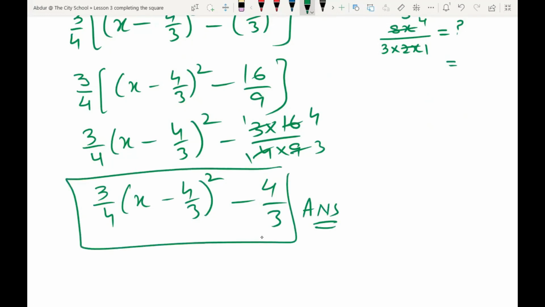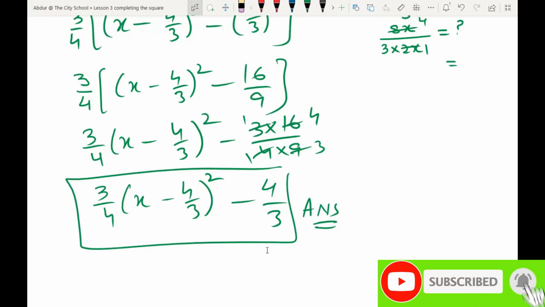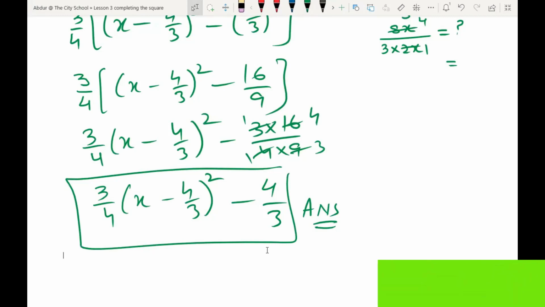Yeah, so I hope you have understood how to convert a quadratic expression with two terms, and when there is some coefficient of x square. So if you are confused, kindly watch this video again and again.